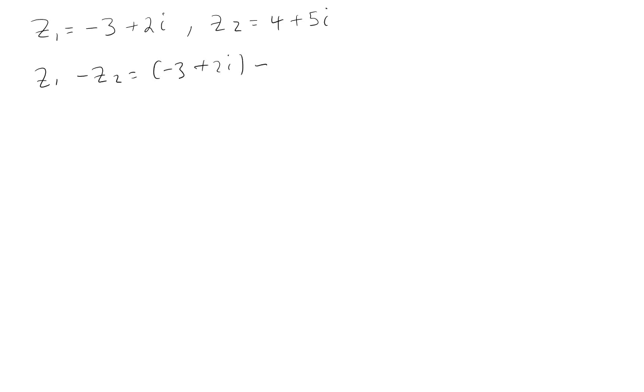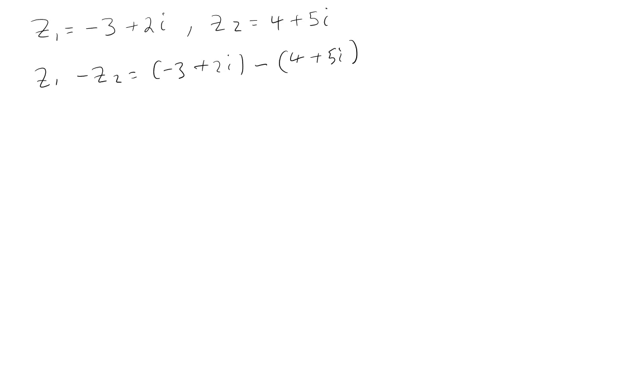Another example of subtraction of complex numbers. Let's say z1 equal to minus 3 plus 2i, z2 equal to 4 plus 5i. Then z1 minus z2 is minus 3 plus 2i minus z2, which is 4 plus 5i.